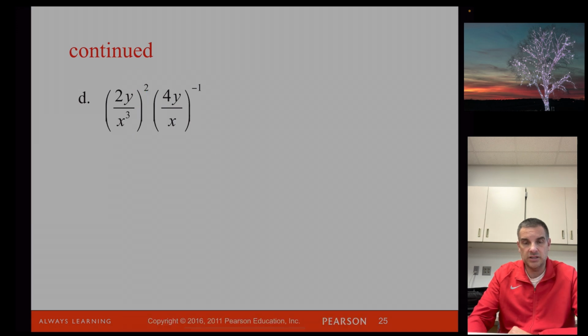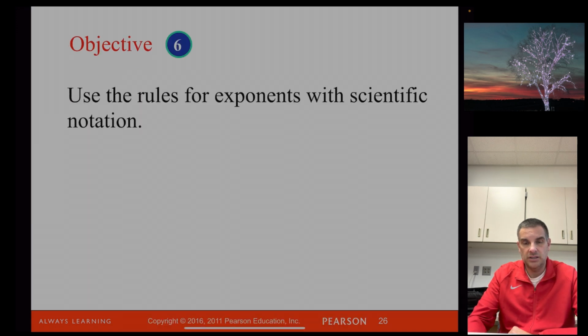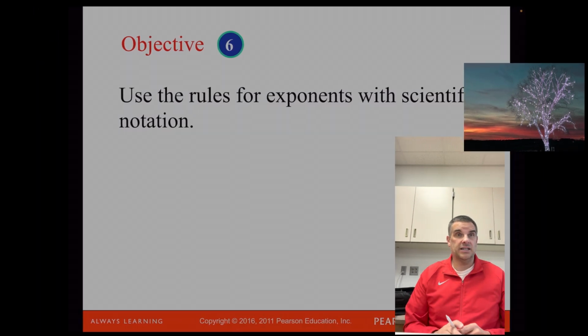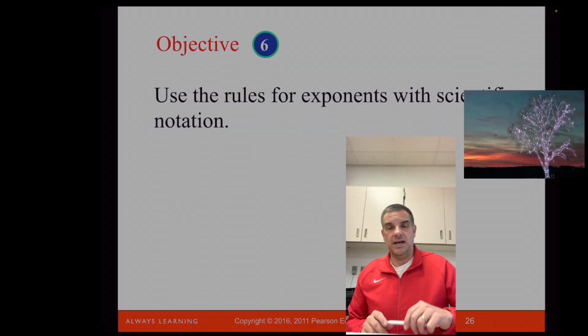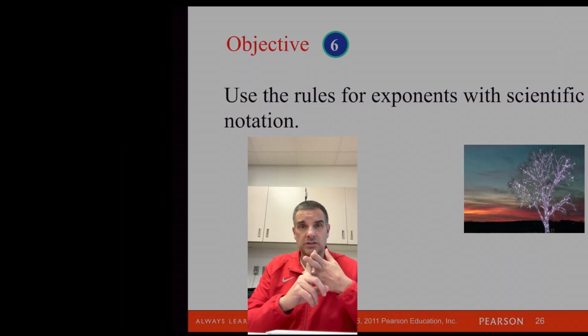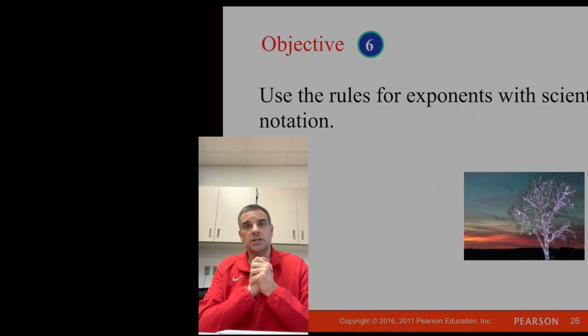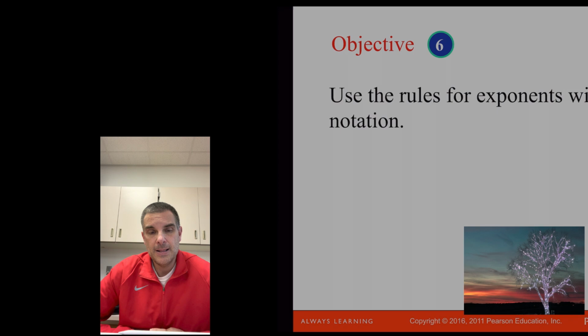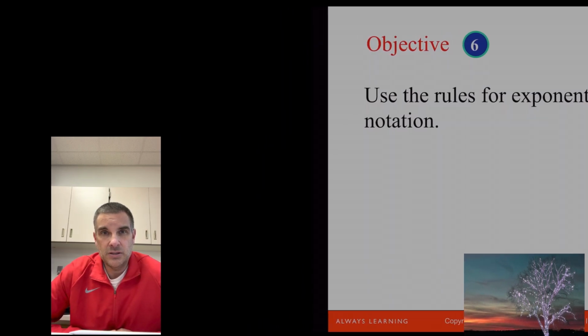Piece by piece by piece, making sure you distribute when you're doing power to power. Make sure you distribute things where they need to be done. So that's what you're going to look at today with these. You're going to look at the different rules: product rule, quotient rule, zero rule, all those different types of rules. About 10 questions is about what you're going to look at on your assignment today. We're not going to worry about that scientific notation part.